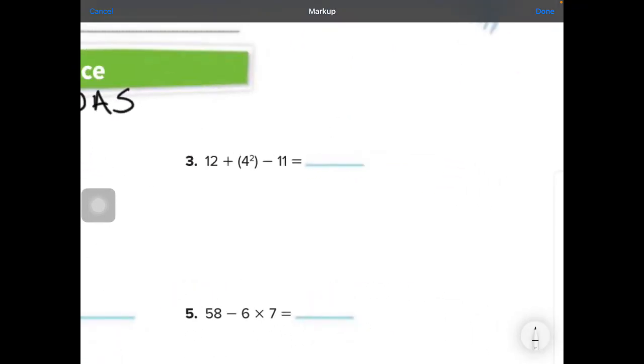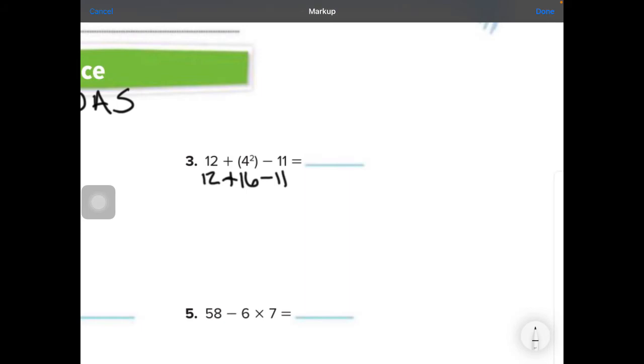Okay, number 3. All right, we have a power we need to take care of, and it's in a parenthesis, so that's definitely going to be our first order of business. Now, this is not 4 times 2. It is 4 times 4, which is 16. Put 16 there and fill in the rest of the equation, minus 11.